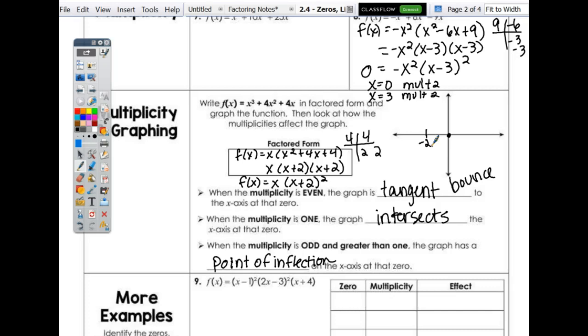So next, I have x to the third, and the leading coefficient is positive. So what does the end behavior look like? Down and up. So this is down, and this is up, right? And where's the bounce? Right here, correct? So I'm going to go up, bounce, and up.